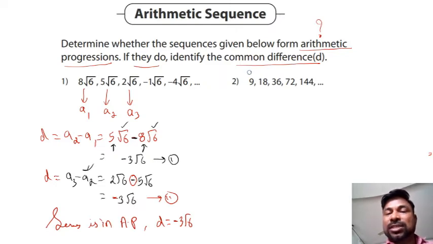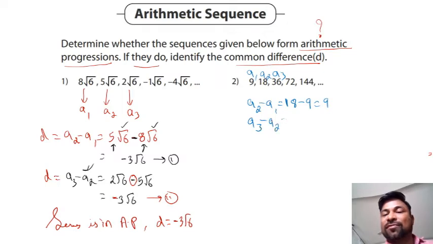So the first one, this is A1, this is A2, and this is A3. Let us consider A2 minus A1. Why are we doing this? To check whether it is following an arithmetic series or not. So we are finding the difference. 18 minus 9 is nothing but 9. Now let us consider A3 minus A2, the difference between the next terms. 36 minus 18, if you check, is 18.